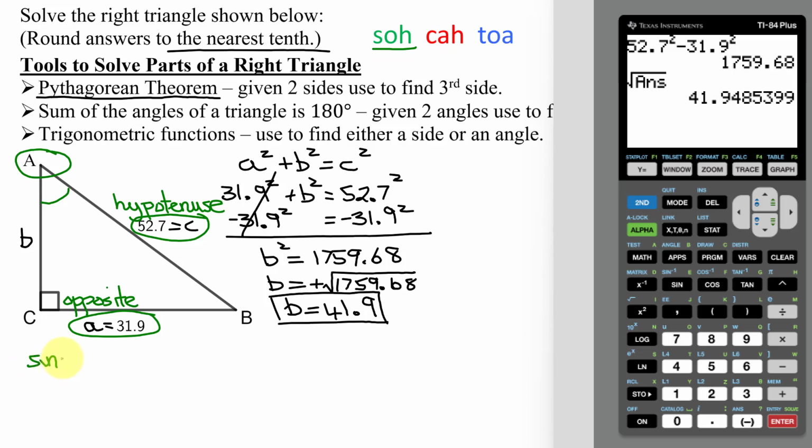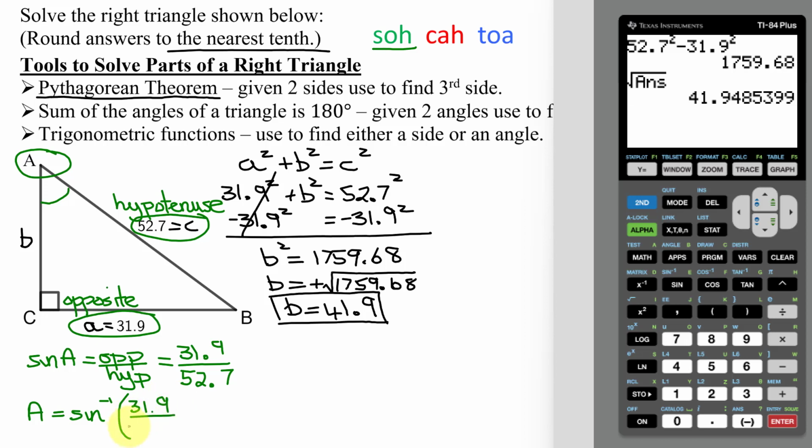The sine of angle A equals the opposite side divided by the hypotenuse. What is the opposite side? It is 31.9, and you're going to divide it by the hypotenuse, which is 52.7. So now, how do I find angle A? Well, angle A is the inverse sine or arc sine of this ratio of 31.9 divided by 52.7.